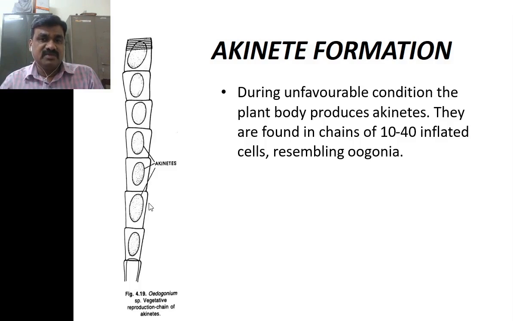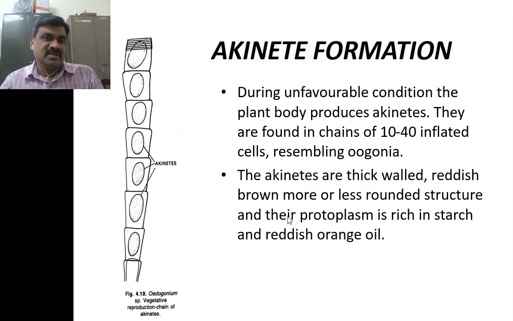These akinetes are usually found in chains of 10 to 40 in flattened cells, and they resemble oogonia because they are oval in shape. Akinetes are formed only during unfavorable conditions. They are thick-walled. The wall is very thick and dish brown, more or less rounded in structure, and the protoplasm is rich in starch and dish orange oil.